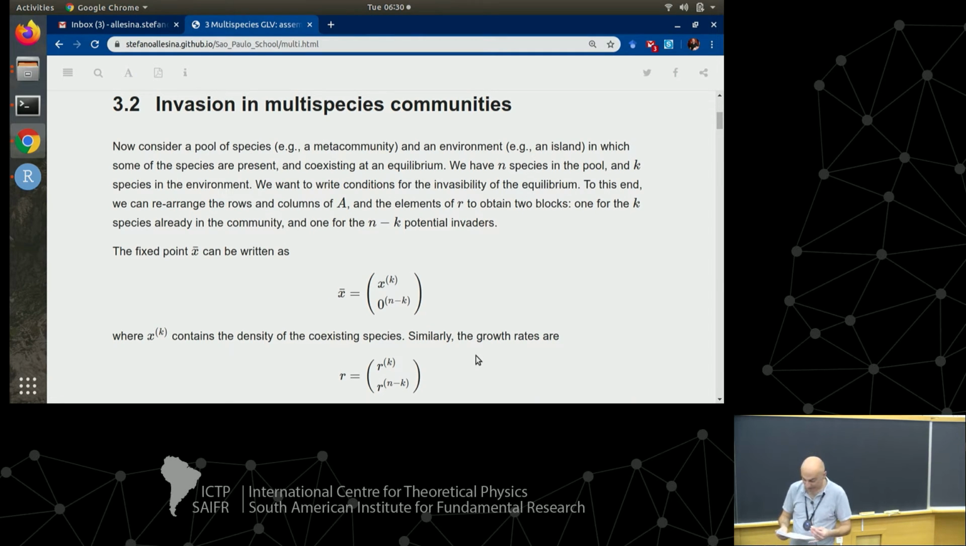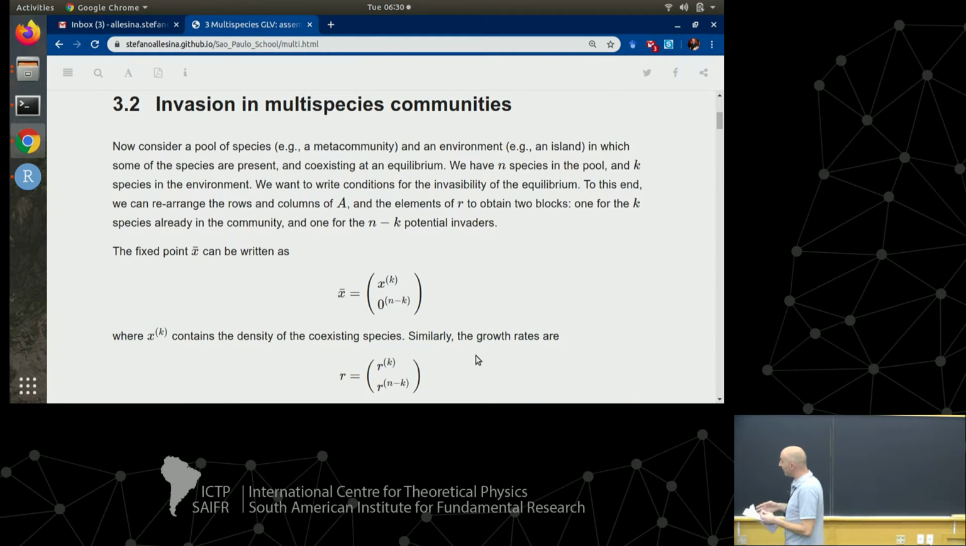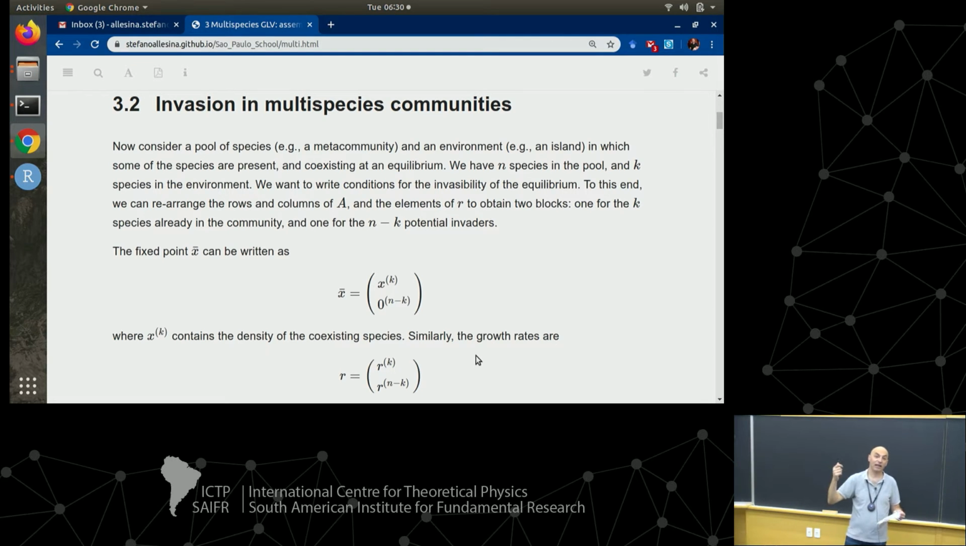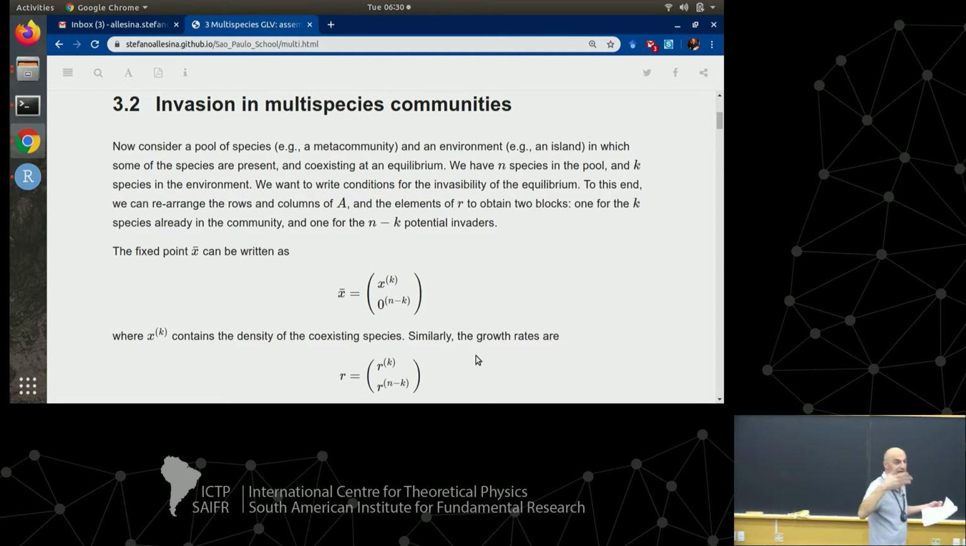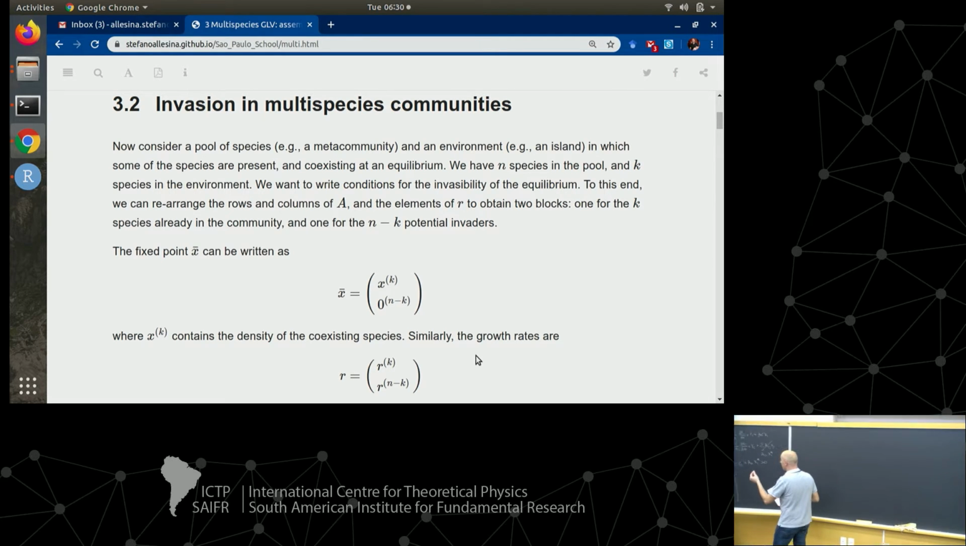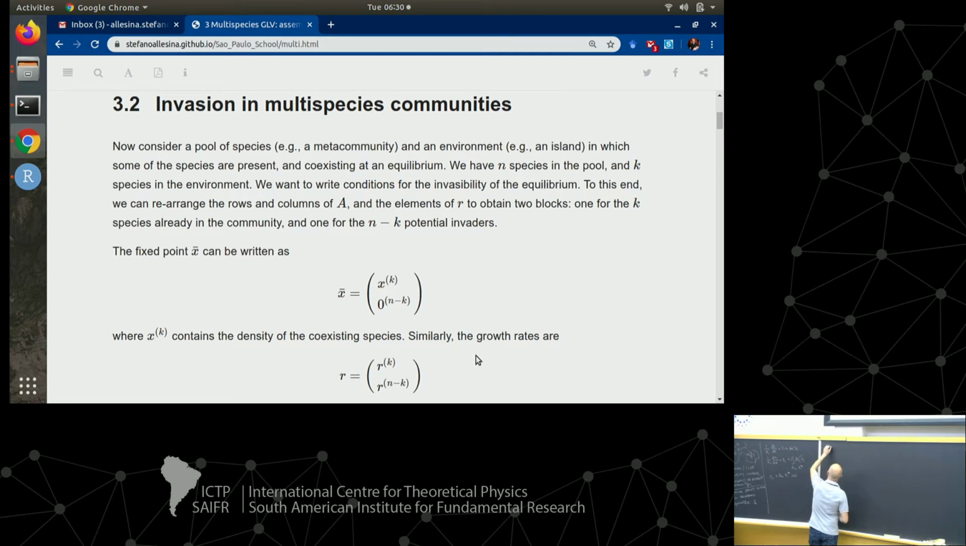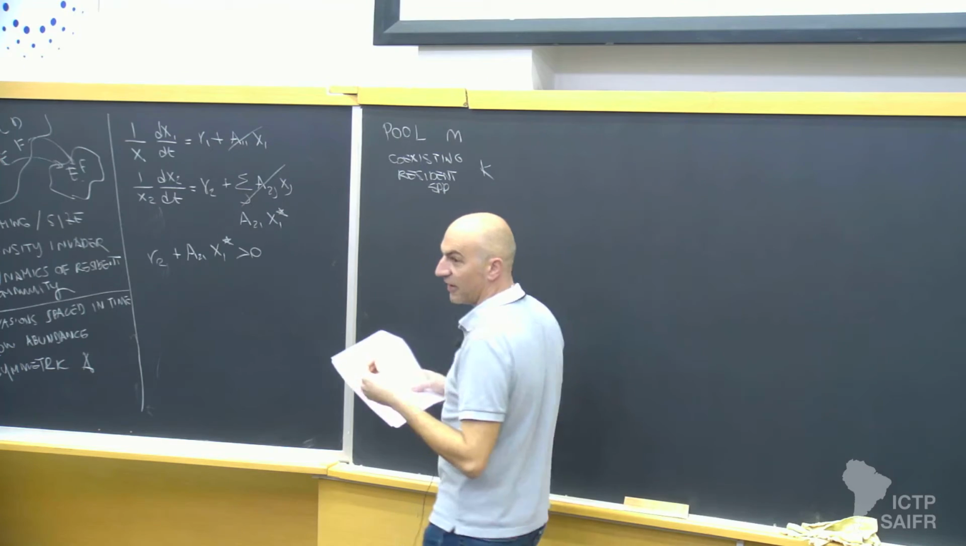Now let's try to do this a little more generally. We could start with 1 and then do 2 and then 3, but you can imagine it's the same thing. So we're just going to write this for n species. The way I'm going to do this is, I always think there's a pool of species. These are the species in the metacommunity, imagine like in the mainland. And there are n species. And then there are resident species that are coexisting. And I call this K, right? K for coexisting.